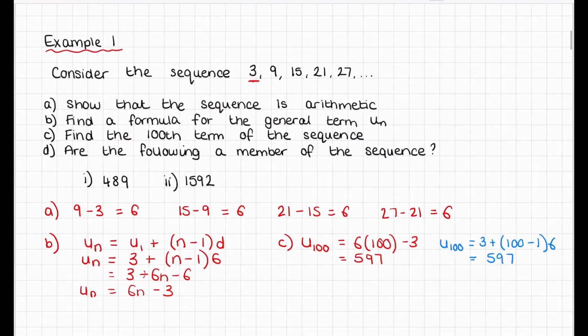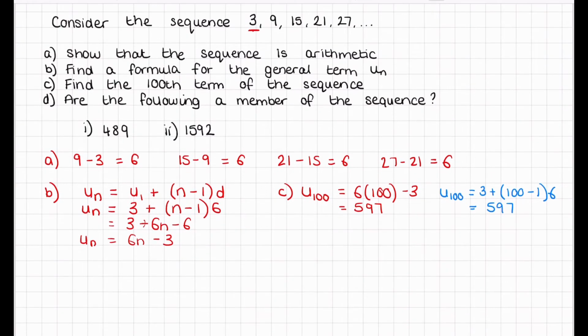Now, D, we want to know, are these two numbers, 489 and 1592, a part of the sequence? So to work that out, we want to sub 489 as our term, and then rearrange, and if we get a nice number for n at the answer, so basically not a decimal, then it's a part of the sequence. If we end up with a decimal value for n, then it's not a part of the sequence.